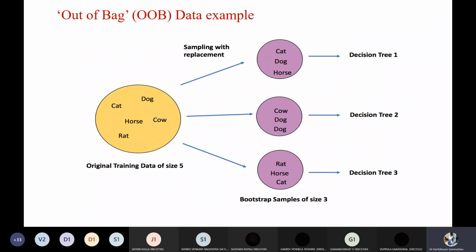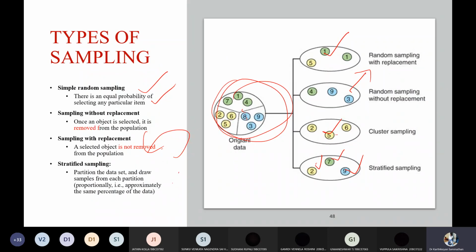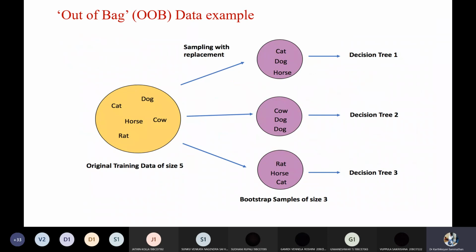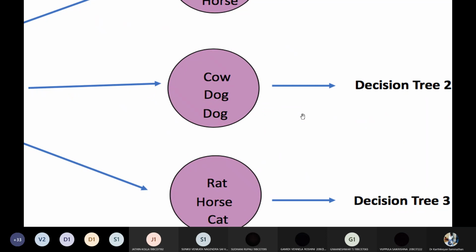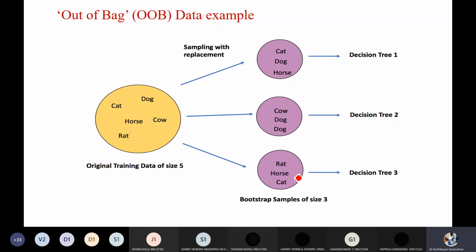So now sampling with replacement, you can see an example. The training data set has cat, dog, horse, cow and rat. So the first one is cat, dog, horse. This is your first decision tree. The second decision tree is cow, dog, dog. Then decision tree 3 is rat, horse, cat. So bootstrap sample of 3, right?